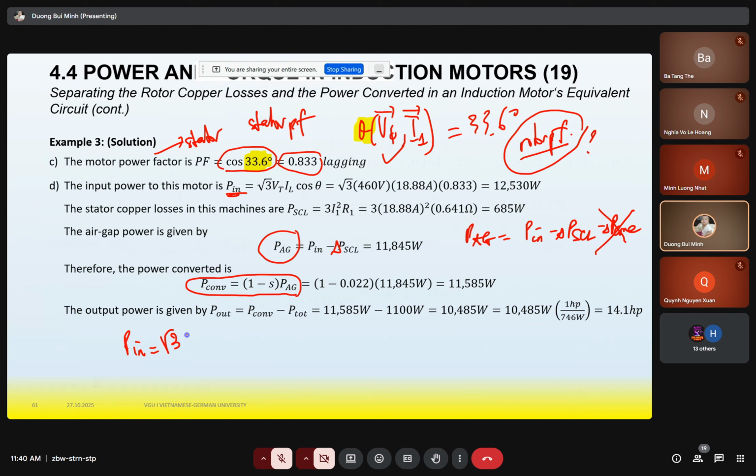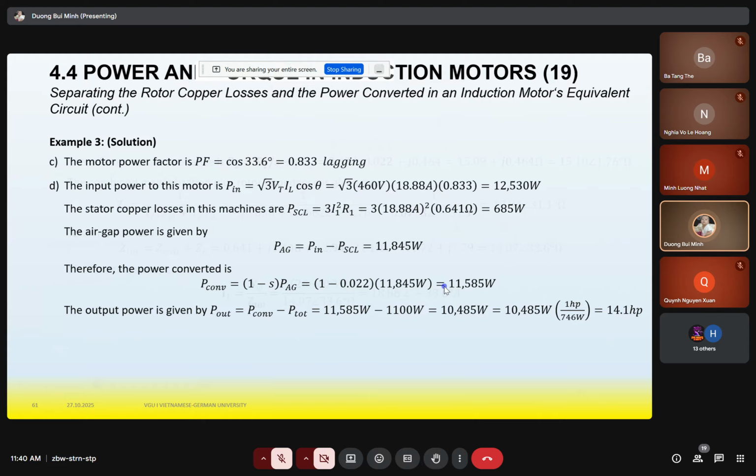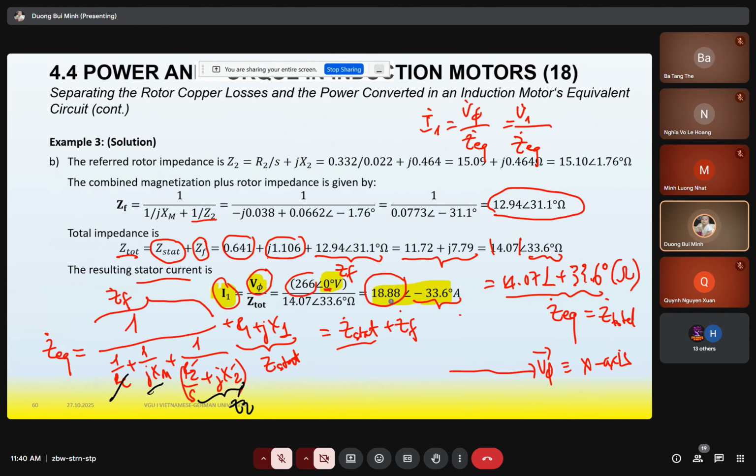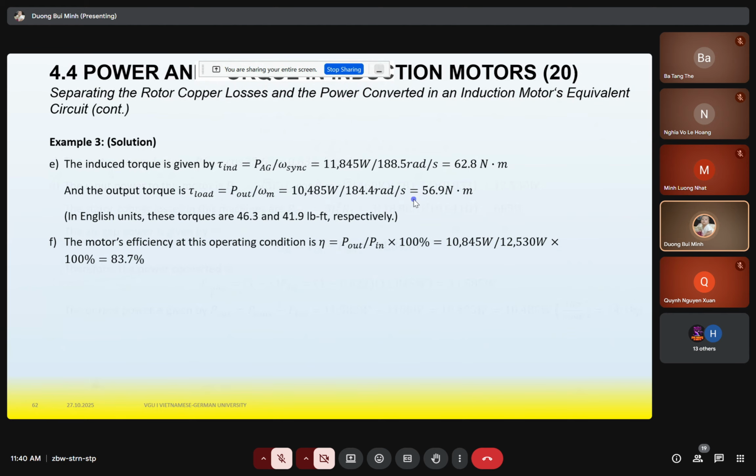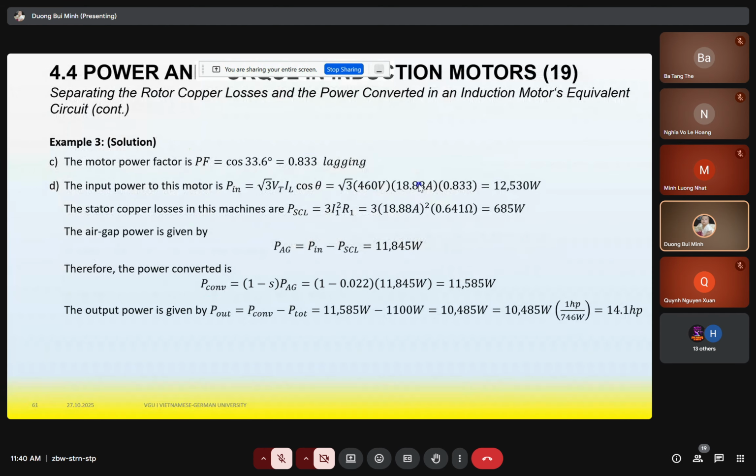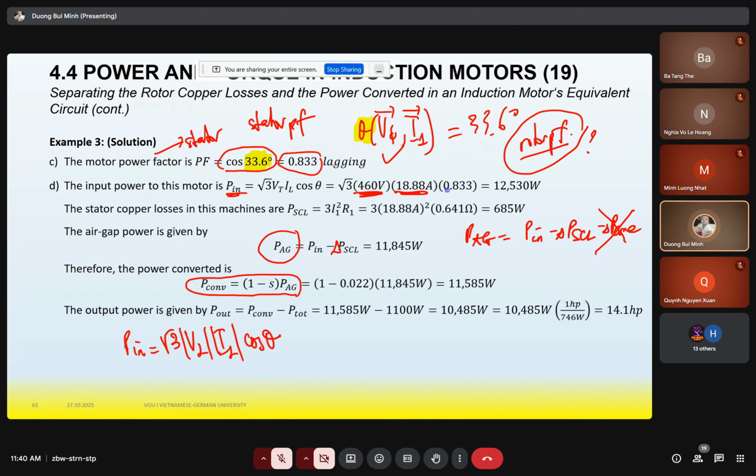square root of 3 times V line voltage, line current, cosine theta. And line voltage is 460. Line current we calculated before. How many? 18.88. And the power factor is 0.83. Okay, so you can get the input power is 12,530 watt.